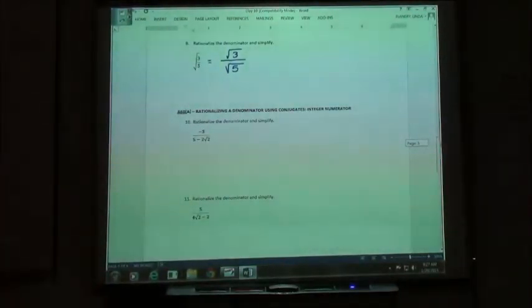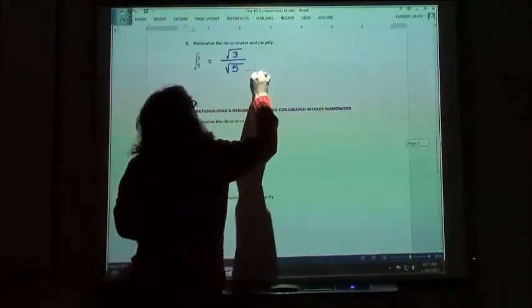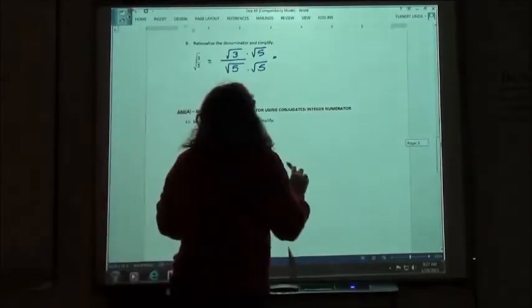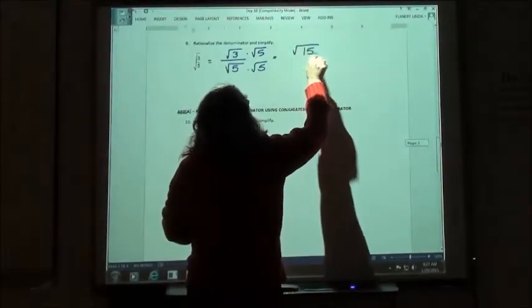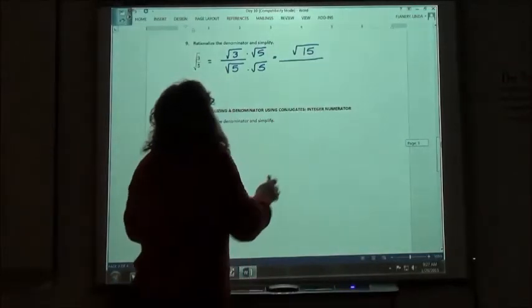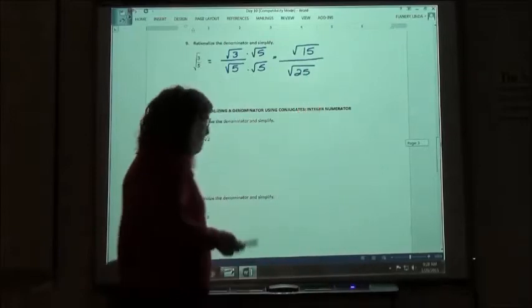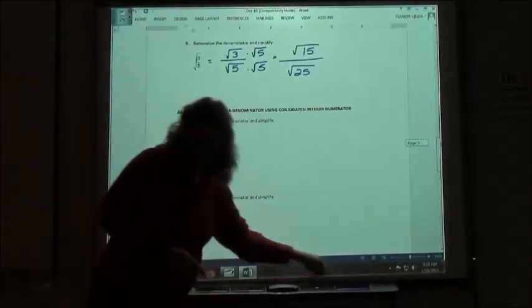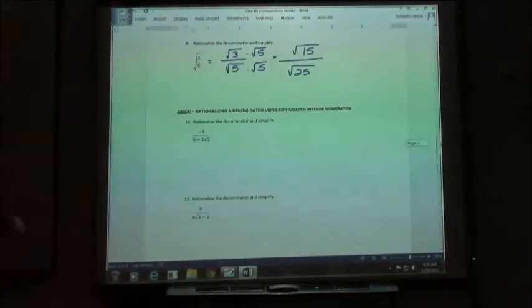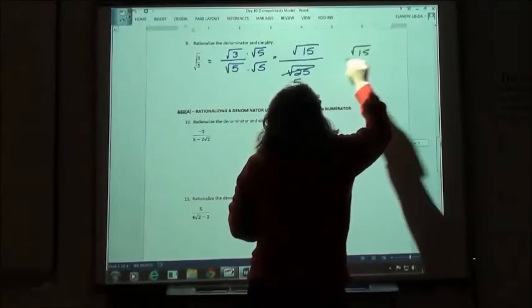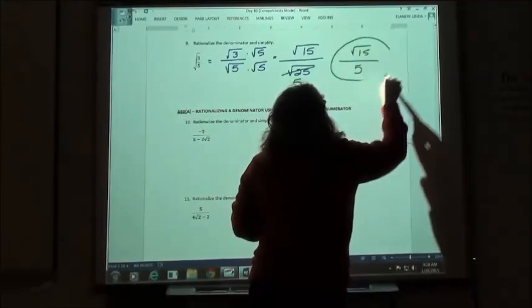So first of all, I'm going to rewrite it as square root of 3 over the square root of 5. I'm then going to multiply by the square root of 5 to rationalize the denominator. And so on top, I'm going to have square root of 15. On the bottom, I'm going to have square root of 25. I'm then going to simplify that bottom. The square root of 25 is 5, that nice whole number 5. And so I get the square root of 15 over a plain old 5 for my answer.